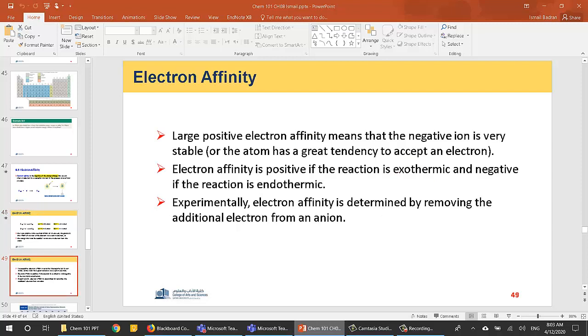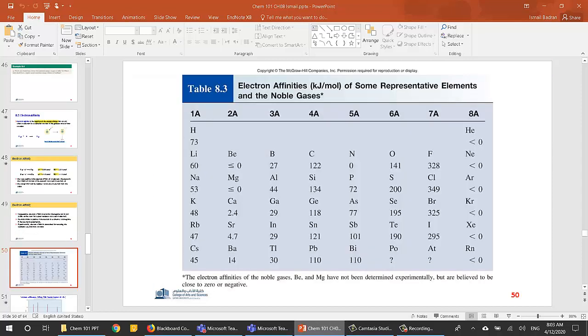Clearly, non-metals would love to have an electron and form X minus, but metals usually have low electron affinities, and therefore they would rather lose electrons than gain electrons. And here are the numbers. If you see the numbers for the first group, the alkali metals, they have low electron affinities, around 60 and 53 for sodium and so on. But for non-metals, especially group 7, the electron affinity is high, around 328, in the 300s.